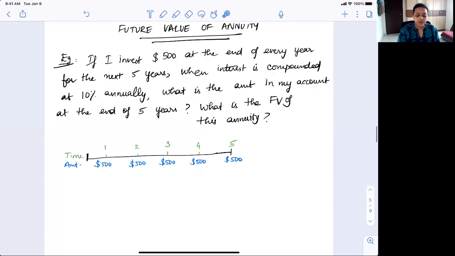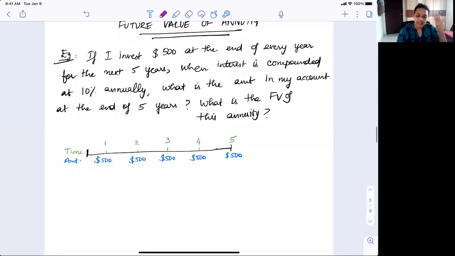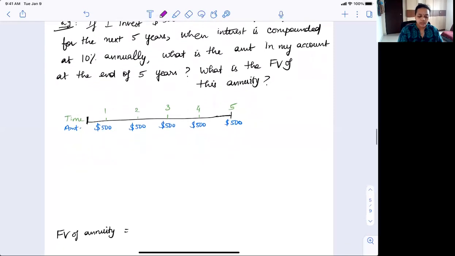Now let's use this example and try to understand how to calculate the amount in the account at the end of all of these 5 years. We have a timeline drawn here with 5 years, and I make a $500 payment at the end of each year. Let's take the first $500 that I pay at the end of the first year. At the end of this year, I deposit this money. Given that my annuity is for a period of 5 years, this $500 is just going to sit in the account for the next 4 years until the 5 years elapse, because I'm making this payment only at the end of the time period.